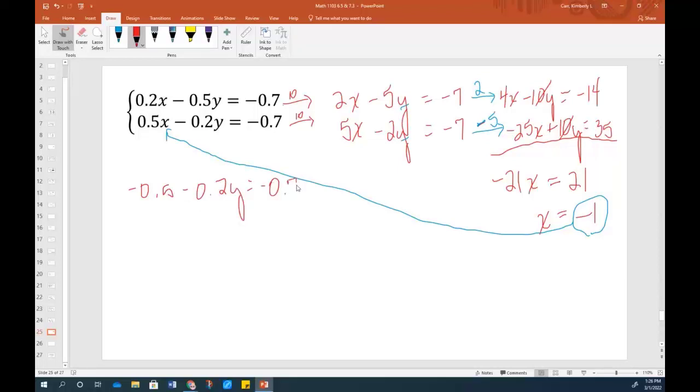equals negative 0.7. Add 0.5 to both sides. This one goes away. Negative 0.7 plus 0.5 is negative 0.2. Divide both sides by negative 0.2, and y is 1. So our answer is negative 1, comma, 1. And you can plug that back in and check. I've actually already done that, so that checks.